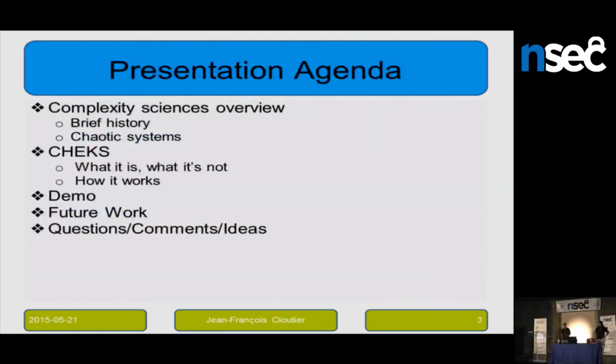So this presentation will be divided into 5 big parts. At first, we'll do just a small overview of what complexity sciences are, what they are studying, what is a chaotic system, and then we will talk about the concept that we are presenting today. After that, we'll do a small demo, discuss the future work that still needs to be done and the challenges that we have, and we'll have time for questions as well.